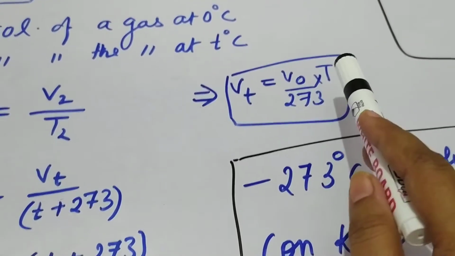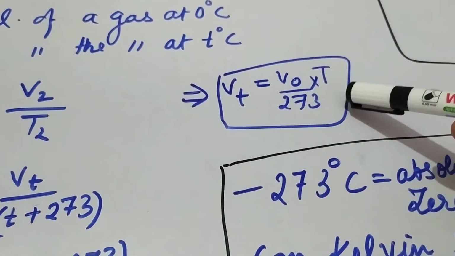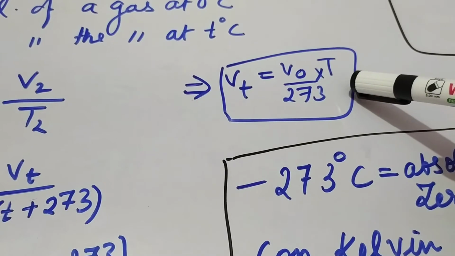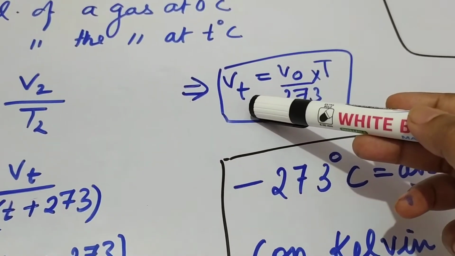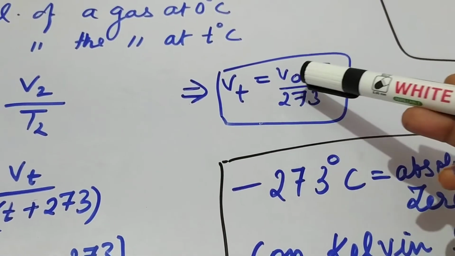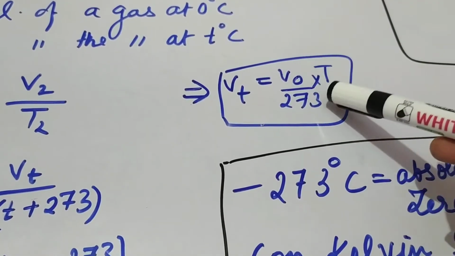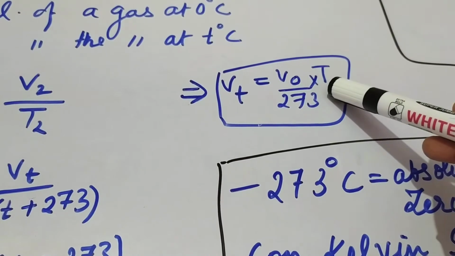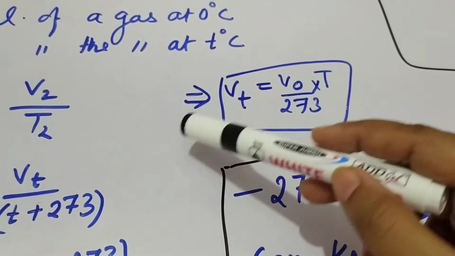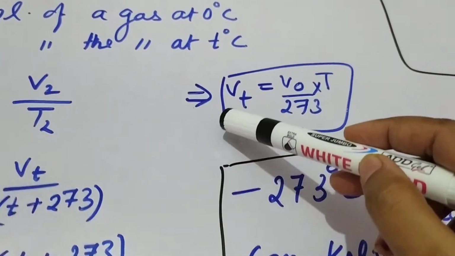Now if you solve it, you will get VT equals V0 by 273 into T. That means that for a fixed mass of a gas at constant pressure at any temperature T, the volume will change by 1 by 273 of its volume at 0 degrees Celsius for every 1 degree Celsius rise or fall in temperature. So this is another definition of Charles' law.